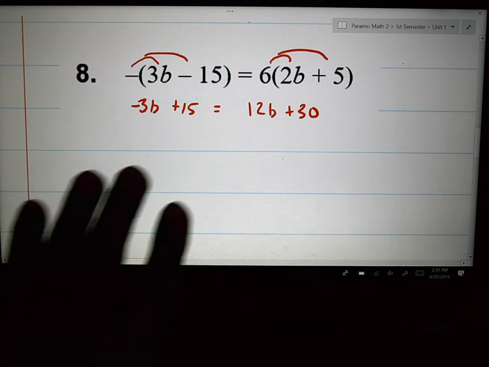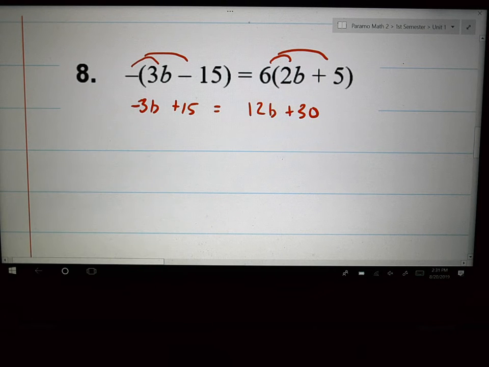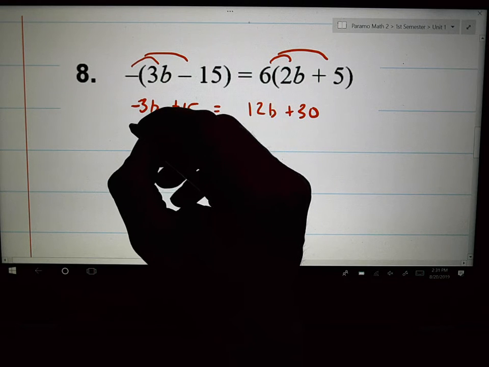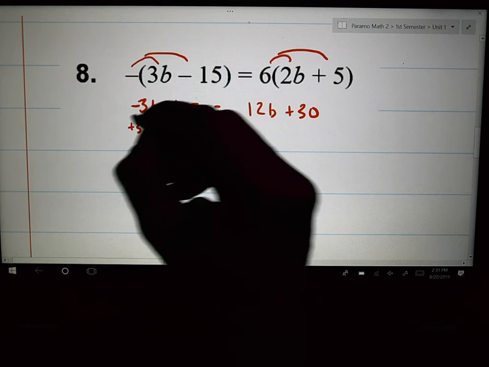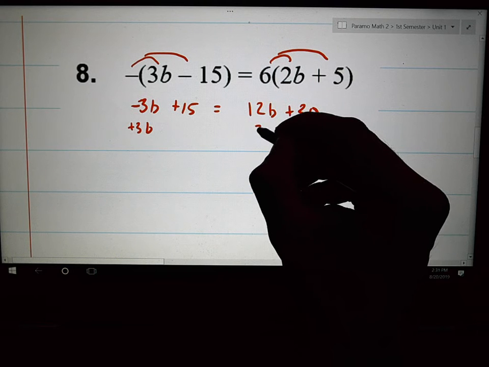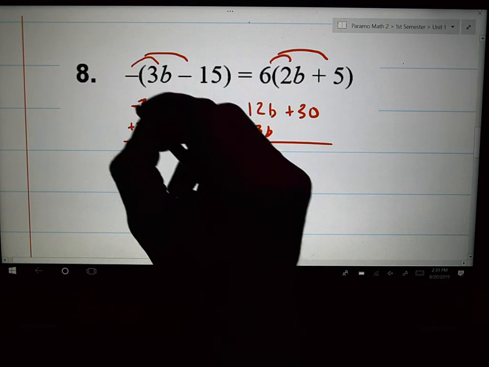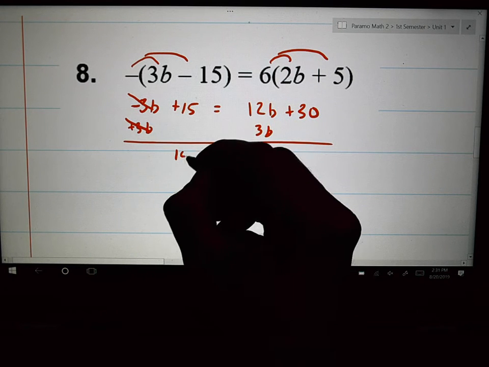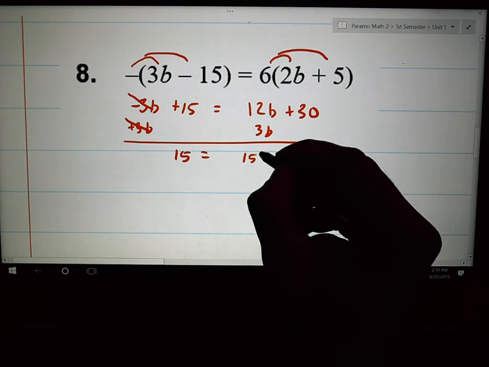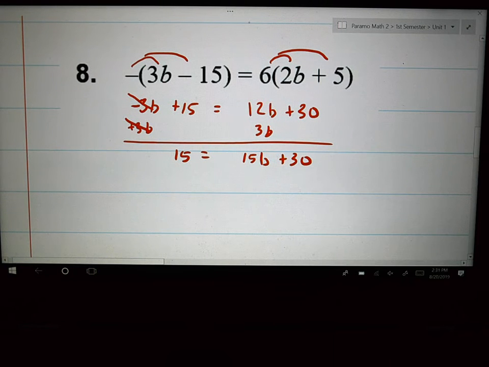What's easier to move, 12b's or negative 3b's? I'd probably move the negative 3b's. I'd do the opposite of subtracting 3b's since we're going to the other side of the equal sign. We do the opposite. 15b plus 30 equals 15. I would subtract 30.